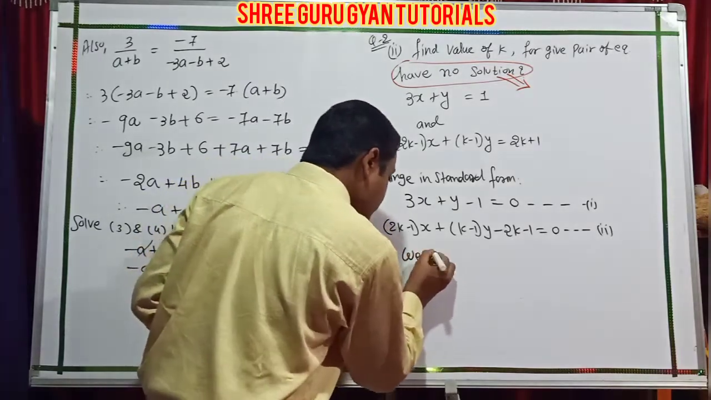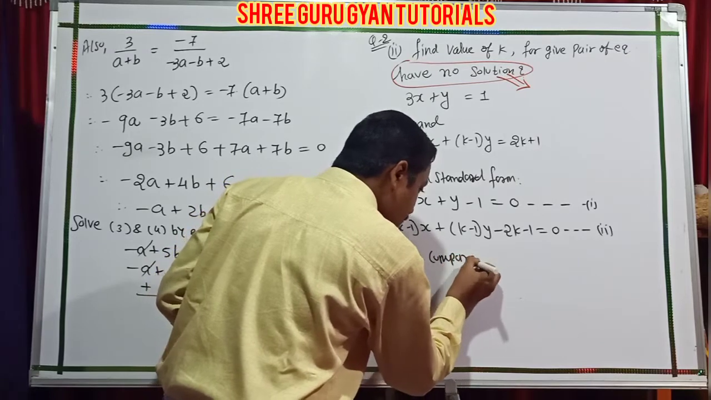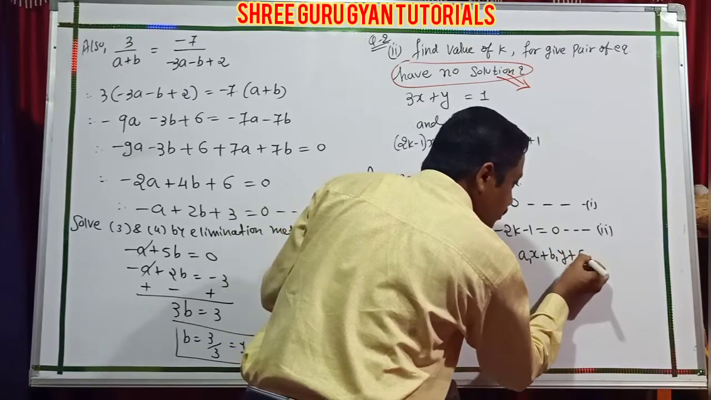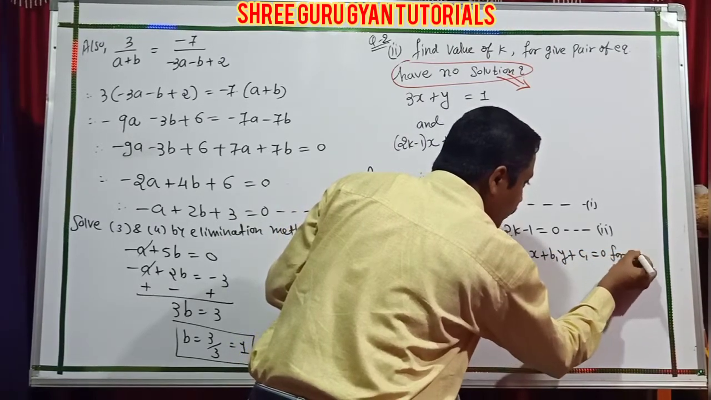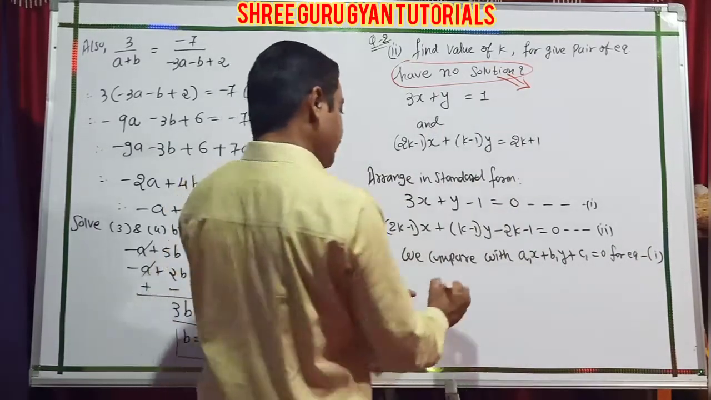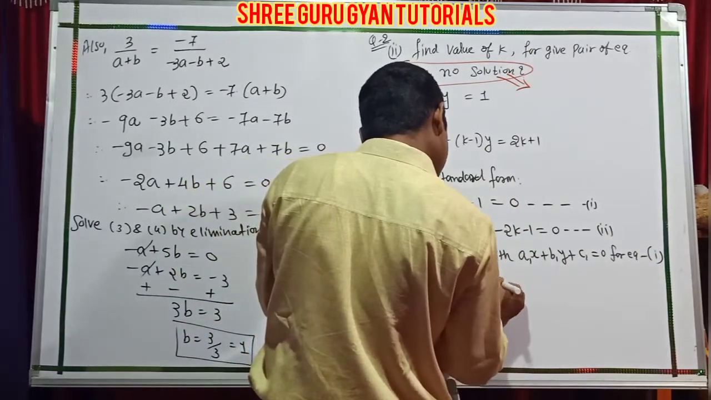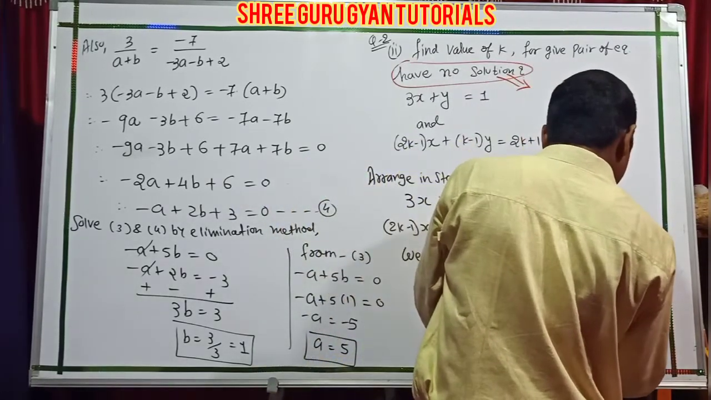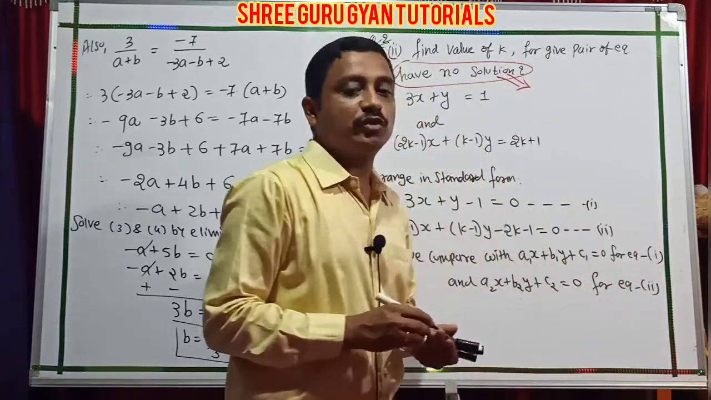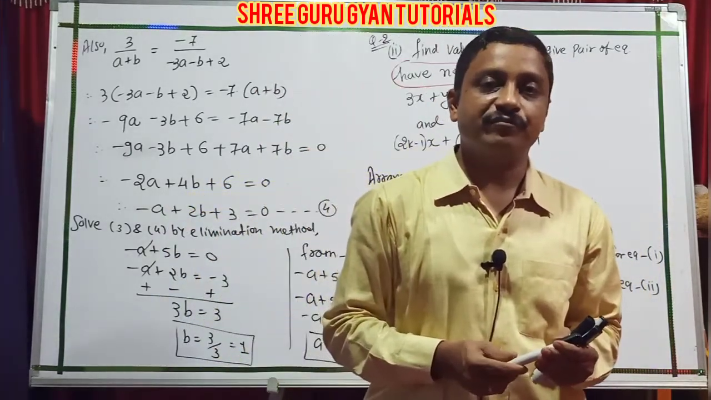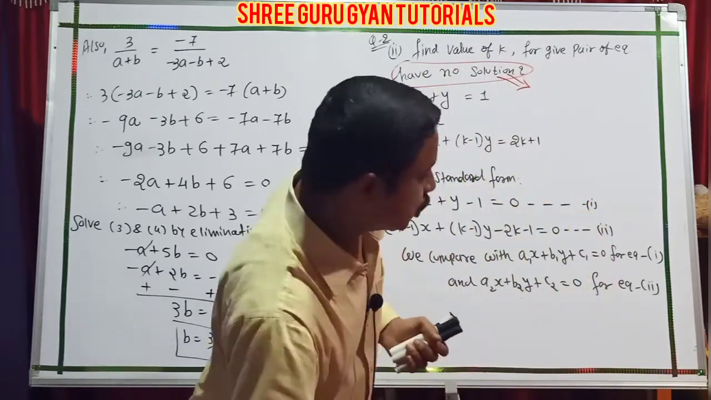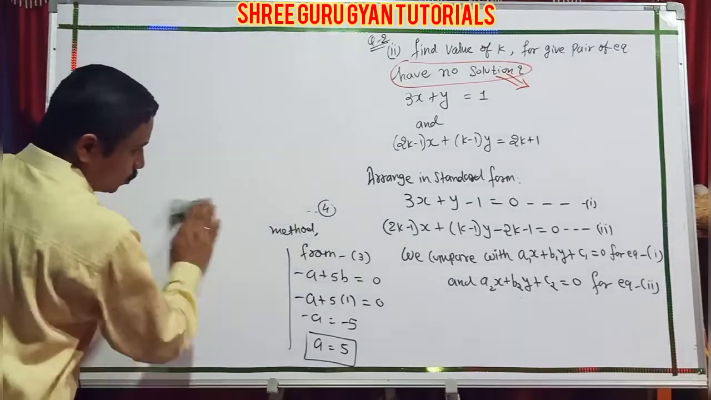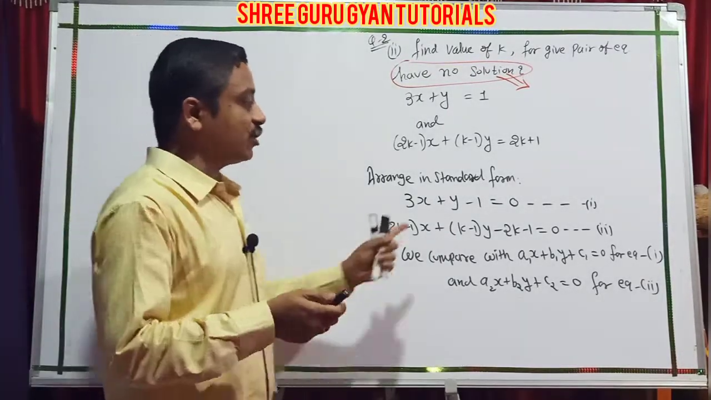So we compare with a1x plus b1y plus c1 equal to 0 for equation number 1, and a2x plus b2y plus c2 equal to 0 for equation number 2. Students, I just apply these two equations for comparison. So what am I getting? This is the value we get for comparison.